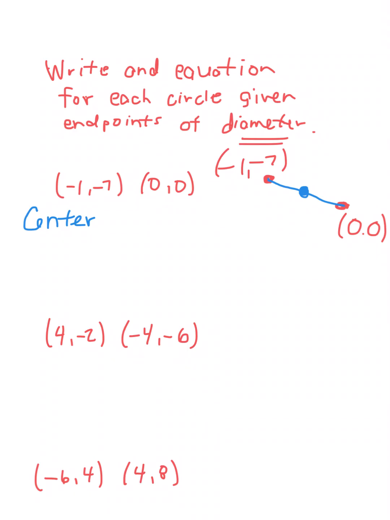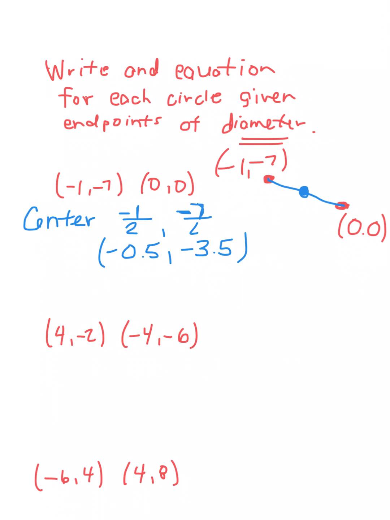If you remember when we did midpoint, we add up the x's. So -1 plus 0 is -1, and we divide by 2. Then we add up the y's, and we divide by 2. So our center would be -0.5, -3.5.